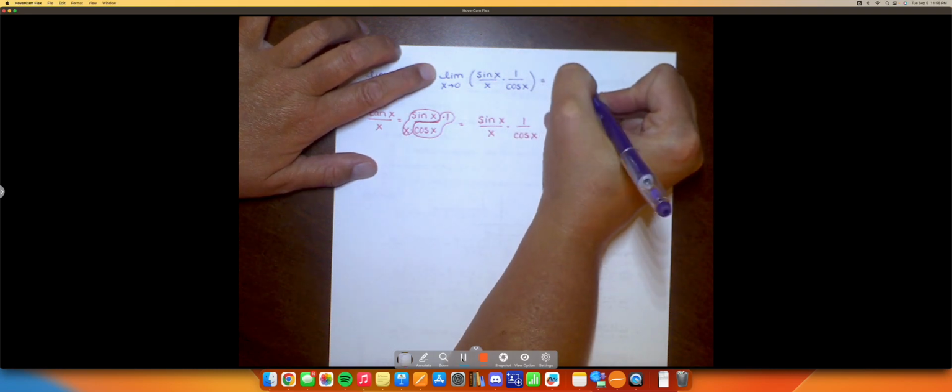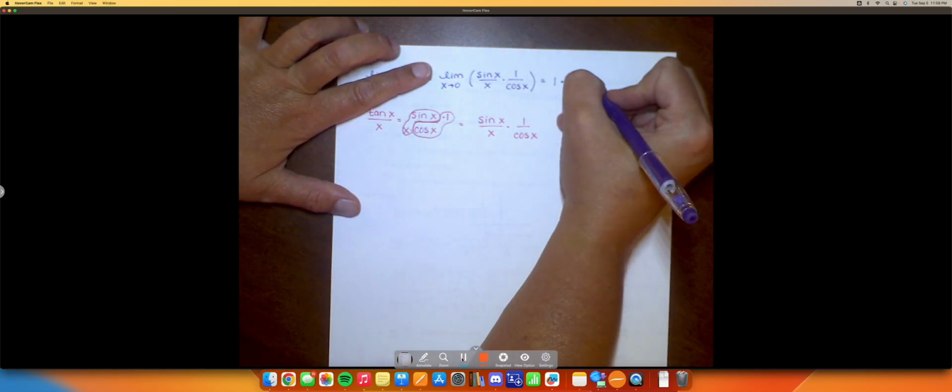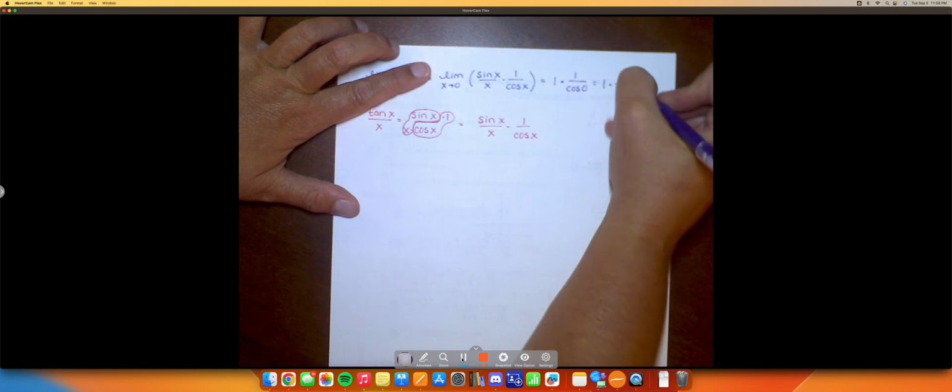Okay, think about cosine 0 there for a second. Cosine 0 is just 1, so this becomes 1 times 1 over 1, and that whole thing just works out to equal 1 as a final answer.